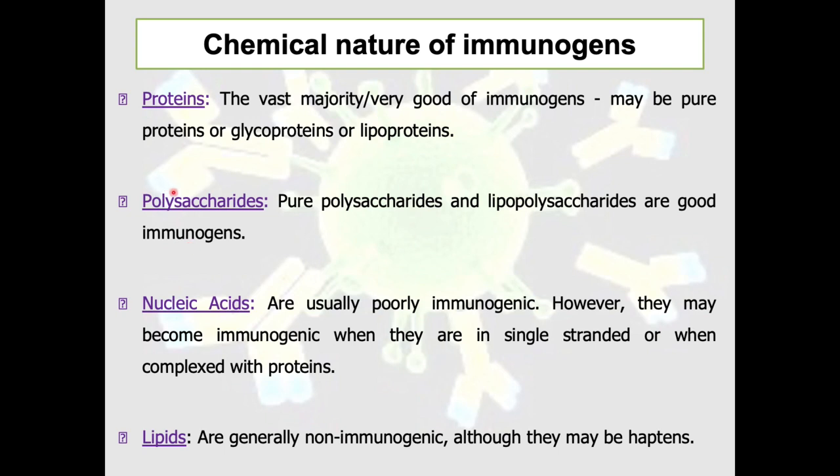So because it's poly, a very long chain of polysaccharides, it can be a good immunogen as well, like a protein. Whereas nucleic acids and lipids are usually poor immunogens. So basically, both nucleic acids and lipids don't have the capability, not per se. They can induce, but at a very low rate. Okay, so this one is nucleic acids and lipids.